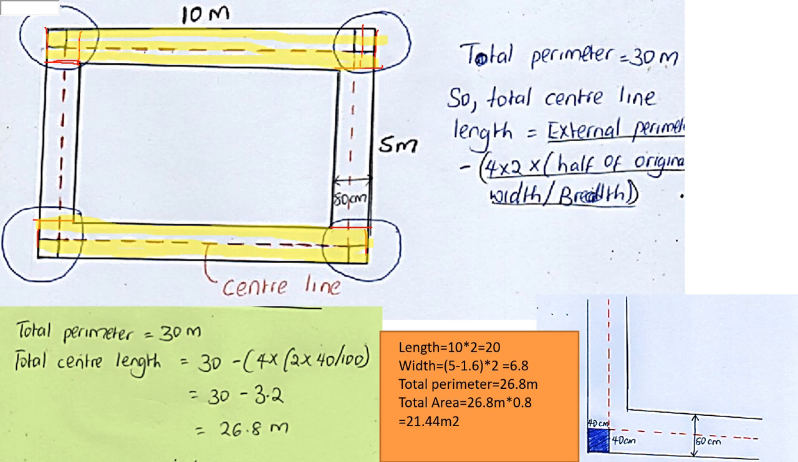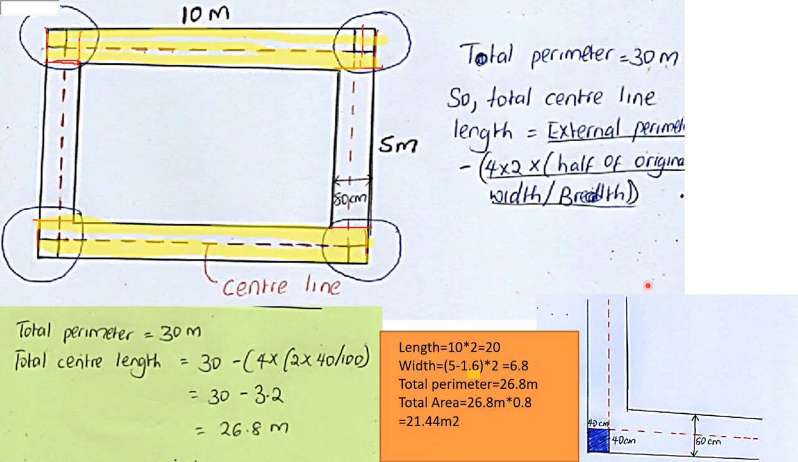So 5 minus 0.8 on the upside, 0.8 on the downside. So it shall be 0.8 times 2 is 1.6. So 5 minus 1.6, and we multiply by 2 because perimeter is 2L plus 2 width. So when we add 2L plus 2 width, we get 26.8 meters. So you can see this is the same as the center line that we calculated using the corner method. So the total area, we shall take the center line times the thickness of the wall. We get 21.44 meters squared.